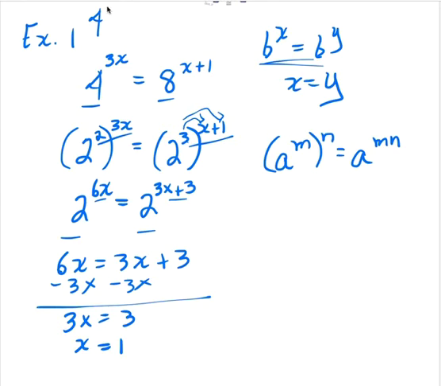So we said 4 to the 3x. We said x is 1. Does that equal 8 to the 1 plus 1? Well, 4 to the third power, what is that? 4 times 4 times 4, which is 64. And then 8, this is 1 plus 1, so 8 squared, so that becomes 64. So this right here then checks out.